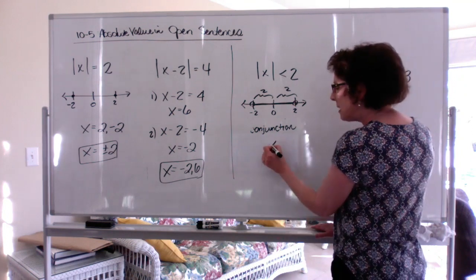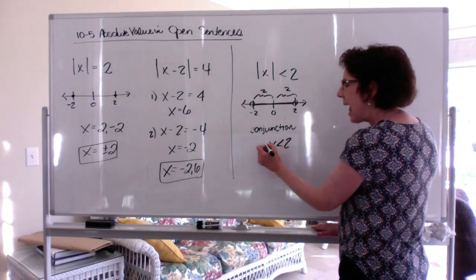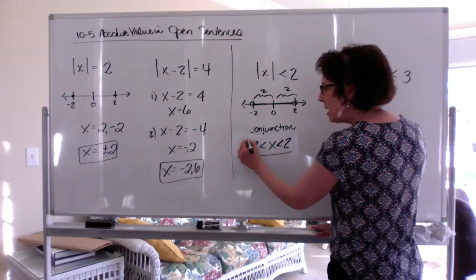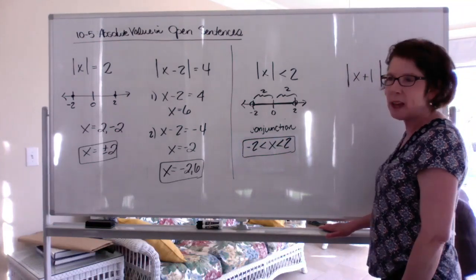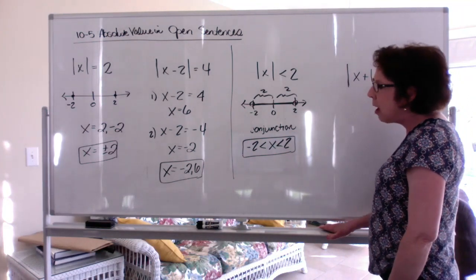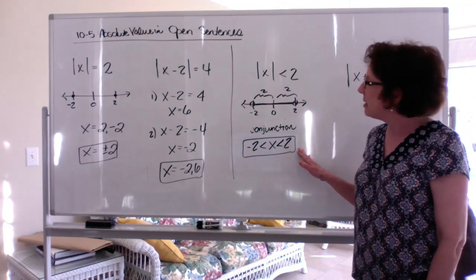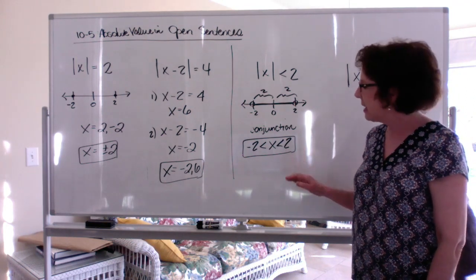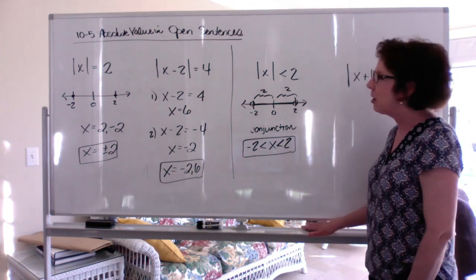And so what I do is this. I say x could be any number less than 2 and greater than negative 2. And so here is my solution. You could write it out, x is less than 2, and then write the word and, then write x is greater than negative 2. But I always prefer to write it in this condensed format, okay? So we have a conjunction, an and statement. x has to be all the numbers that are less than 2, and they have to be greater than negative 2, okay?